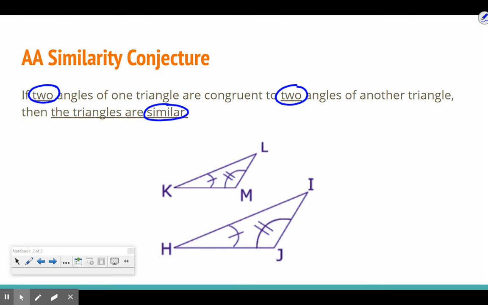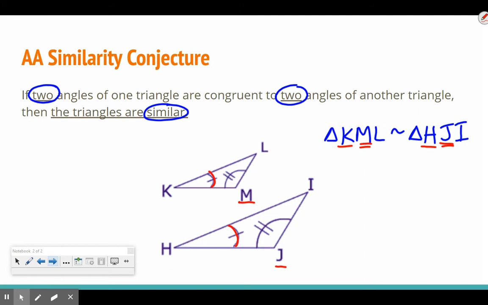So now I can say triangle KML is similar to triangle HJI. Just like in chapter 4, in our similarity statement, the order matters. K and H, those angles, are the ones that are congruent to each other, so they need to be matched up together. Same with M and J. Notice that those were written next. So order matters when we're doing our similarity statement.